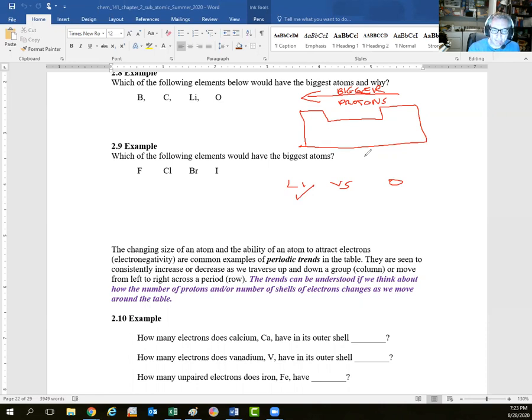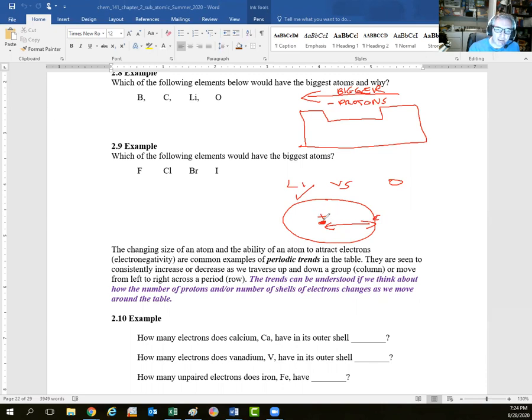But why is it the winner? We are saying that the number of protons decreases as we move to the left. So why does that help? Well, remember, for the size of the atom, it's about the distance from the nucleus to that last electron. And the distance influences the amount of attraction between the protons and the electrons.